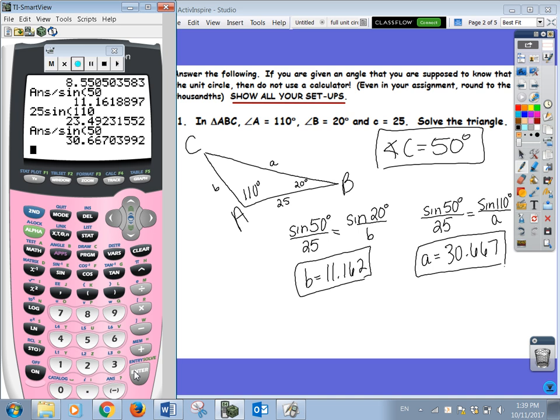The side across from 110 should be the biggest side. So 110 is obviously the biggest angle, so side A should be the biggest, which is 30. Side B is across from a 20-degree angle. Side C is across from a 50-degree angle. So notice that everything matches up. The biggest angle matches with the biggest side. Smallest angle, smallest side. In between angle, in between side. Okay, so we have just solved the triangle. It gave us 3 parts. We had to find 3 parts.